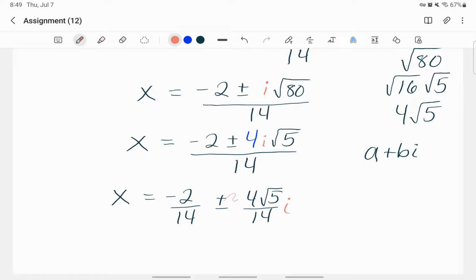And then we can simplify. Negative 2 divided by 14. We can divide the top and bottom by 2. 2 goes into 2 once. 2 goes into 14 7 times. Over here, divide the top and bottom by 2. 2 goes into 4 twice. 2 goes into 14 7 times. So x is going to be equal to negative 1 over 7 plus or minus 2 radical 5 over 7 i.